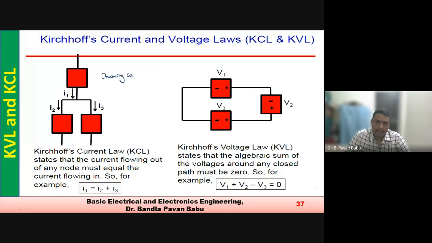What do you mean by incoming here? Let us consider any node. I have highlighted one here, so this is a node. Here I can see a branch. This is branch 1, branch 2, and this is branch 3.